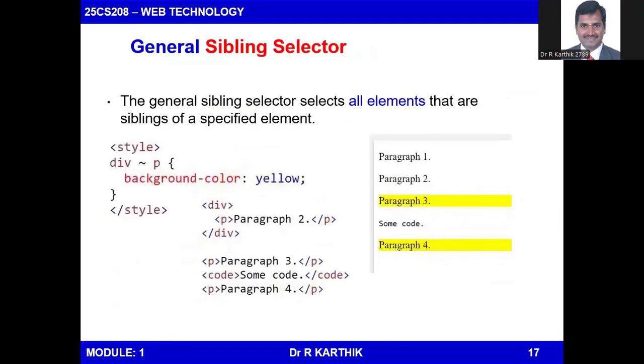Then the general sibling selector. Wherever it is required, you can go with this general sibling. That means it selects all sibling elements that follow a specified element. Wherever you specify it, that alone. For example, paragraph 3 is the paragraph used after the division, and also paragraph 4.